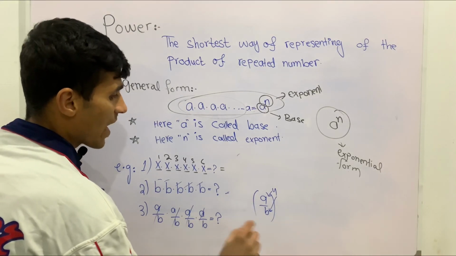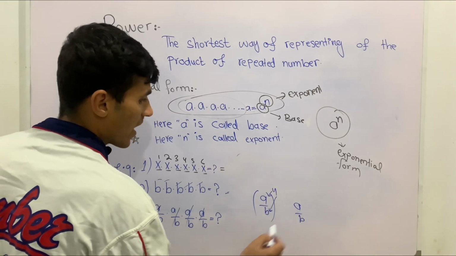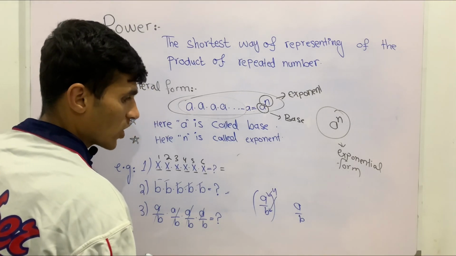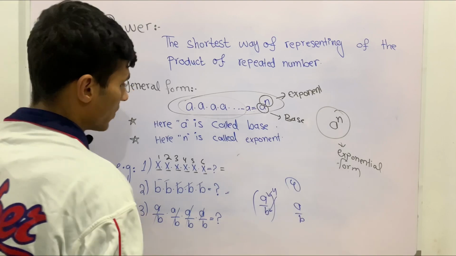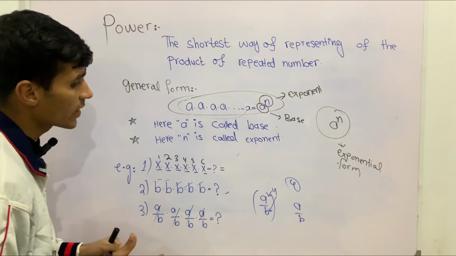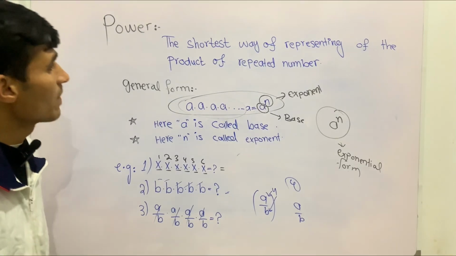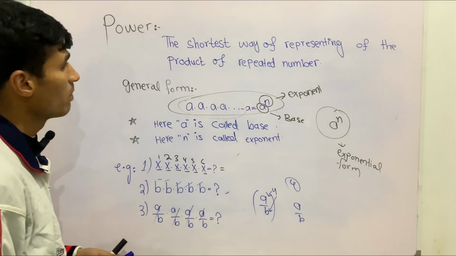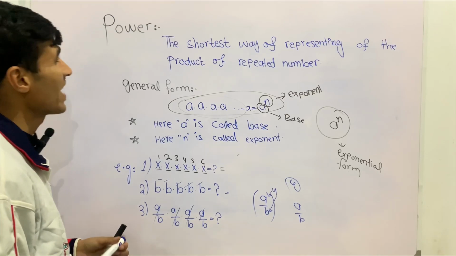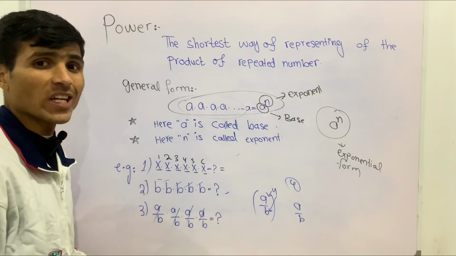So what is the base? A over B is the base. What is the exponent? That's the 4. I hope you got it about power. Let's do some examples. I will make sure that you understand the power very easily.